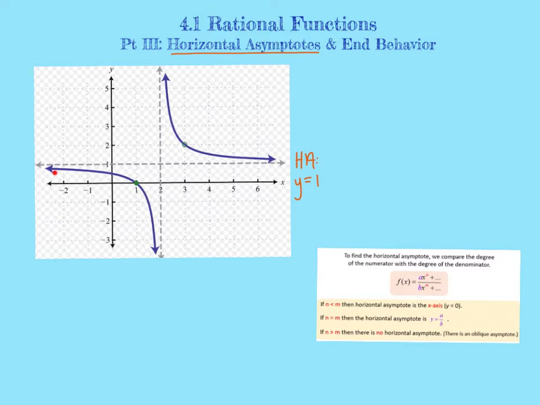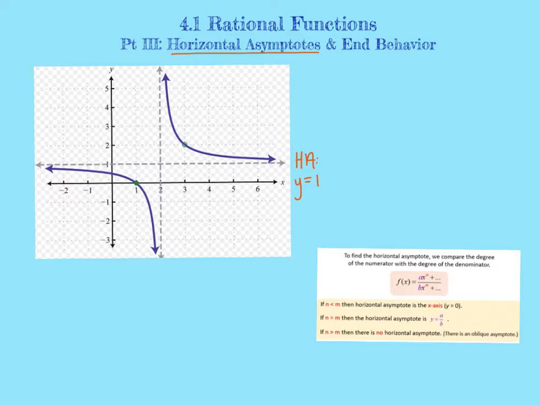We describe our left end behavior, how our graph behaves as x gets smaller and smaller, all the way towards negative infinity. And in this case, our rational function's graph is also approaching the horizontal asymptote of y equals 1, just from below it. So our end behaviors here are not positive or negative infinity, rather our end behavior is a number. And when we have an end behavior being a number, that just means it's a horizontal asymptote.